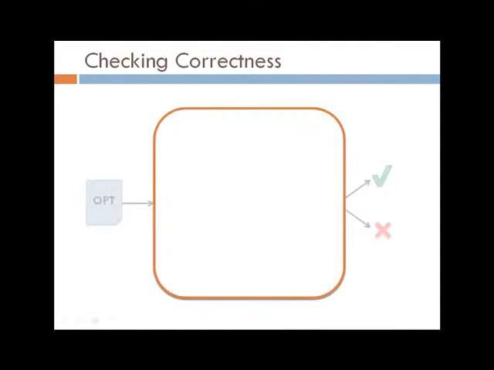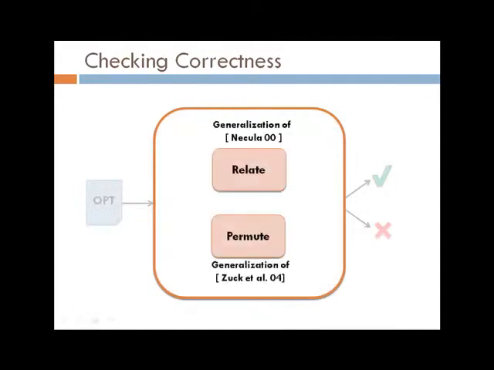PEC comprises 2 main modules. A relate module, which is a generalization of the translation validation techniques developed by Necula for GCC, and a permute module, which is a generalization of Zuck et al.'s techniques for validating loop optimizations.